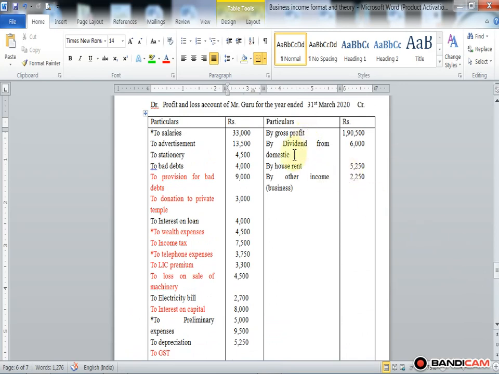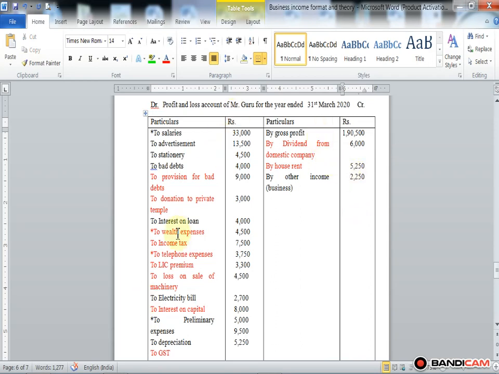So gross profit. Then by dividend from domestic company. This is not a business income, it is income from other sources, so it is deducted from net profit, because it increases the net profit of the concern. By house rent, so rent received from house property is also a source of other income. But here it says other income in brackets business, which means it is a business income, so it should not be taken into consideration.